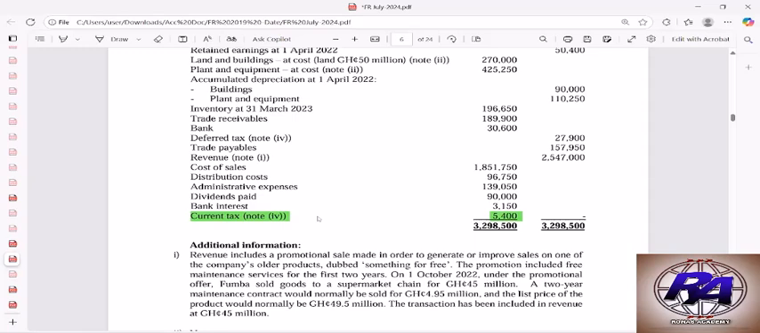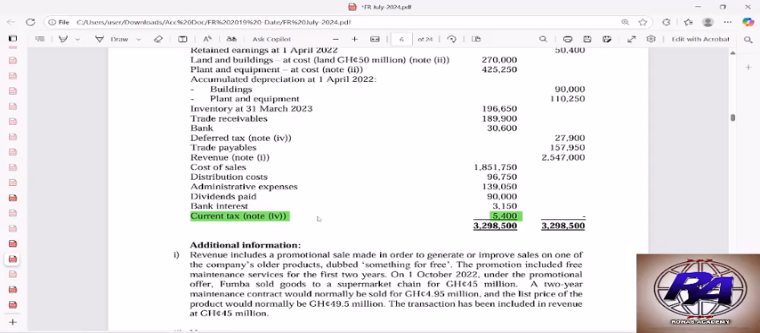Sometimes they will make it income tax. It's the same thing. So sometimes the income tax is the same as current tax. So check, is there any balance on it in the trial balance? The next thing you are supposed to check is which side is the figure. Is the figure at the debit side or at the credit side?